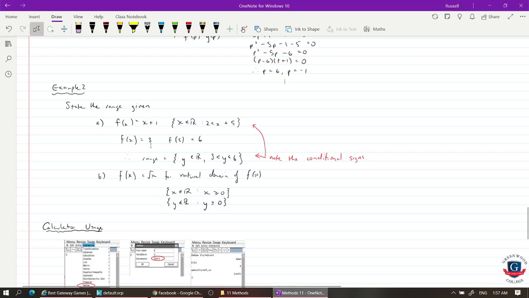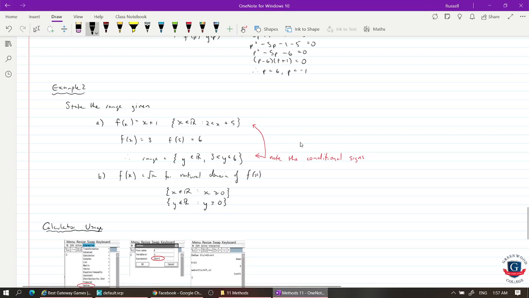So we know that f of 2 would be 3, and f of 5 would be 6. So the possible range of values that we could get, given that this is a straight line, is going to be between 3 and 6, not including 3 and including 6, which is what I've written here.